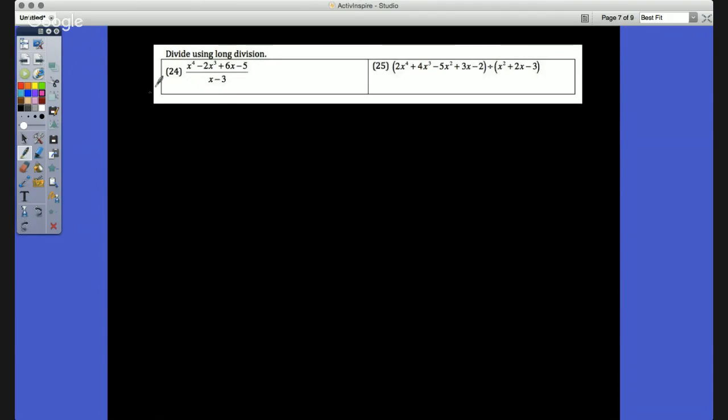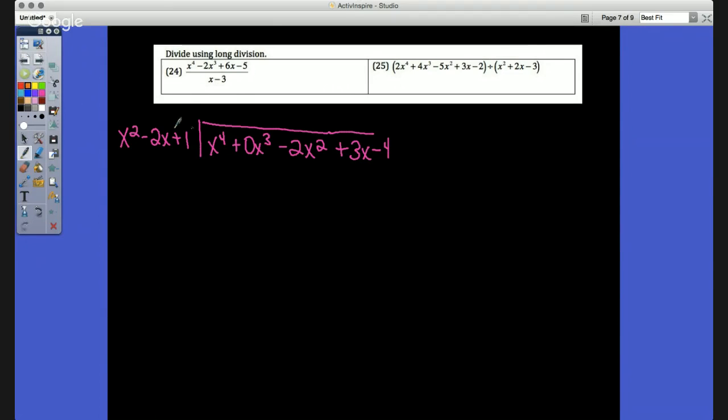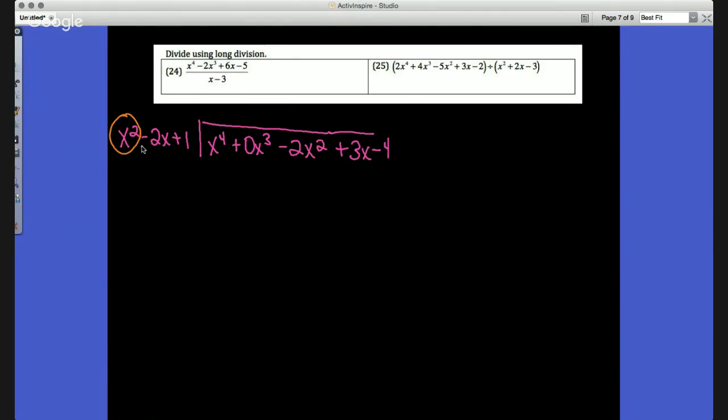All right, let's give a next one here. Let's say that x squared minus 2x plus 1 is going into x to the fourth plus 0x to the third because it didn't have one, minus 2x squared plus 3x minus 4, okay? So let's divide this out. First thing we want to do is ask the question, what times x squared gets me x to the fourth? And that would be x squared. So we're going to put that there.